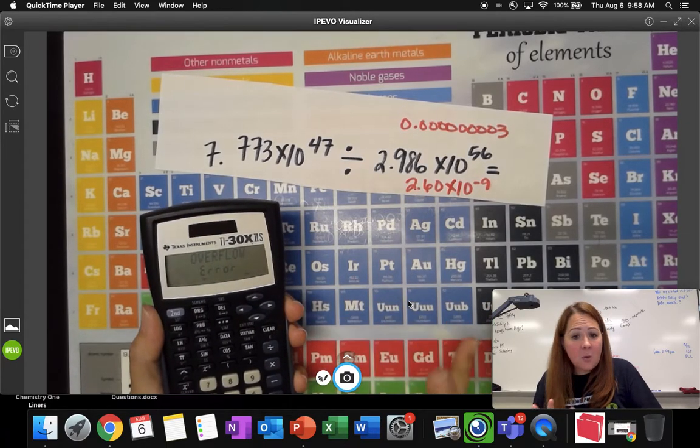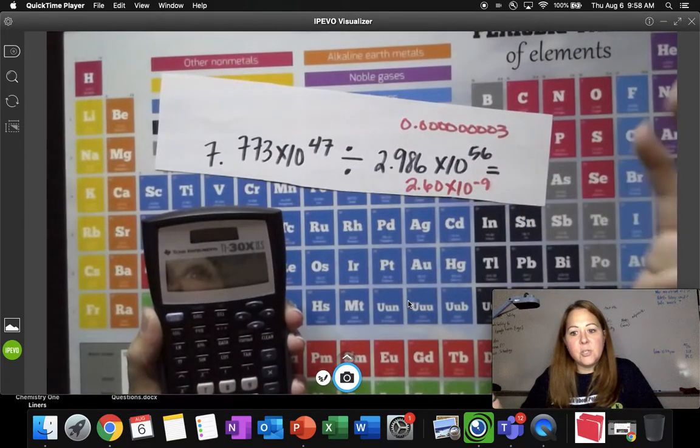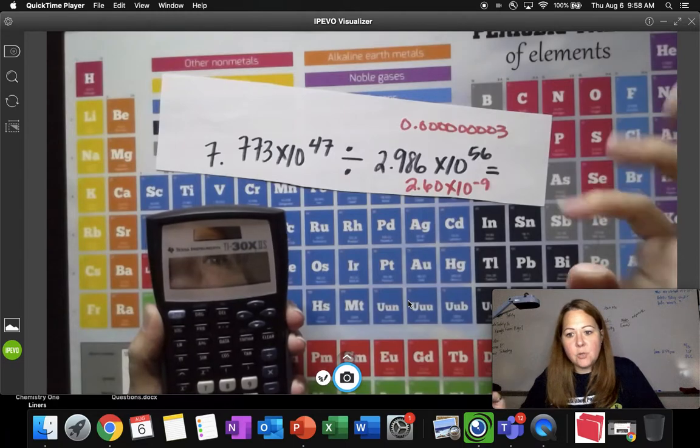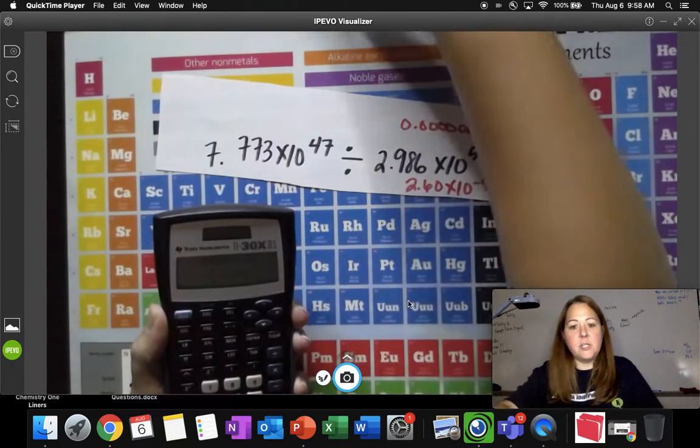If you need help with your calculator, you can always ask, but I do suggest making sure that you have a calculator, a physical calculator in your possession at home.